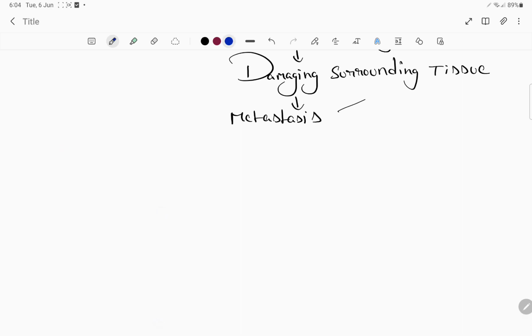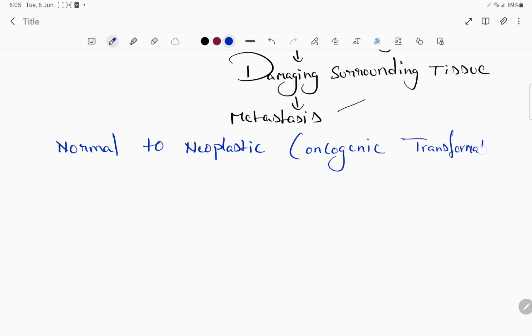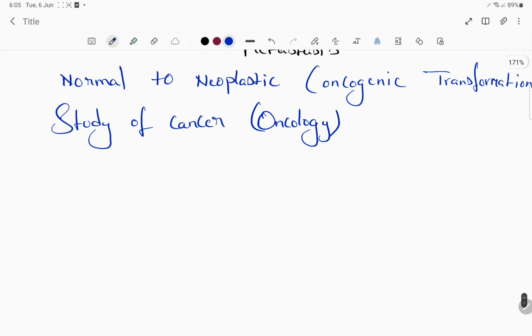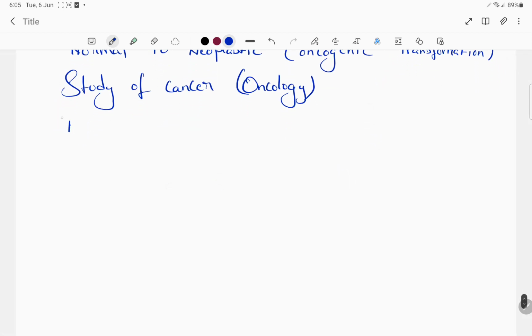Normal cells will transform to neoplastic. We call this oncogenic transformation. And the study of cancer, we call it oncology. By discovering the mechanism underlying this transformation, we can treat the cancer and control the cancer. The treatment of cancer, Rx, which means treatment, and controlling of cancer in case of metastasis.